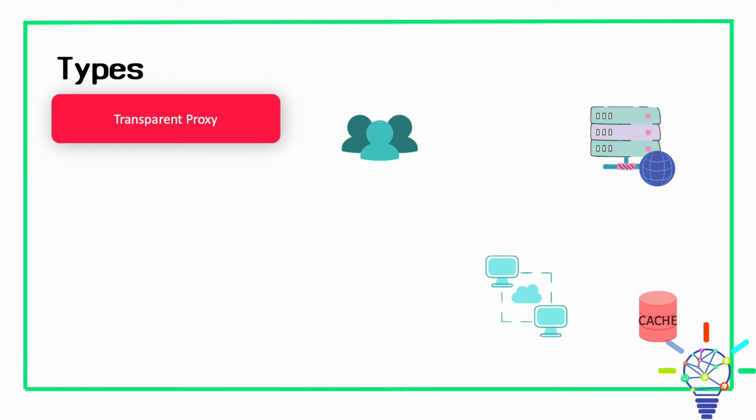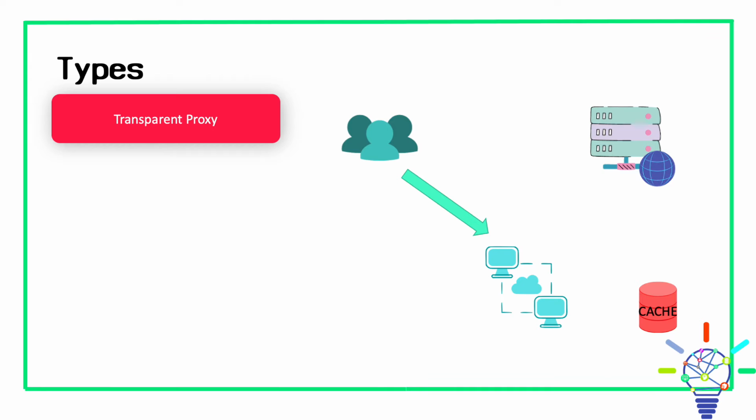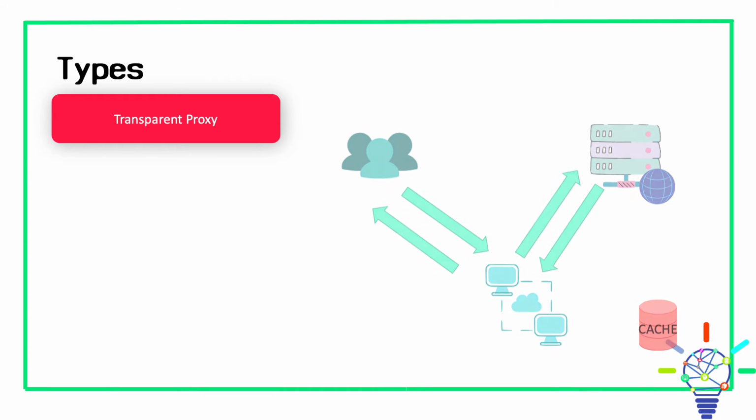Let's take a look at different types of proxies. Transparent proxy. The proxy server sits between client and the web or application server. It intercepts the traffic from client and searches in its cache. If the response is cached, it returns the response. This can also be used to filter the requests. If the data is not found in the cache, then it goes to the web or application server and returns the appropriate response.